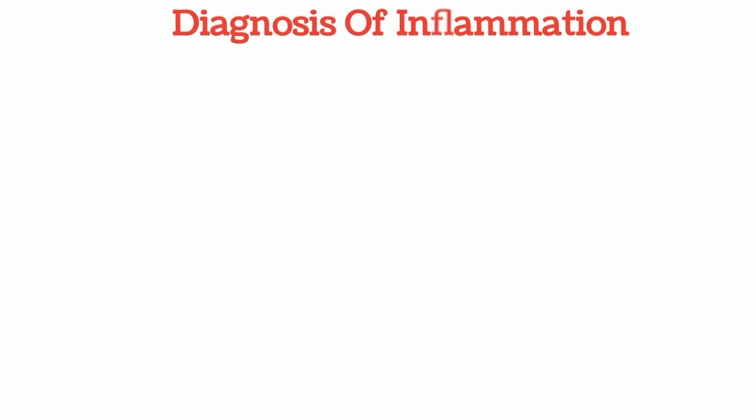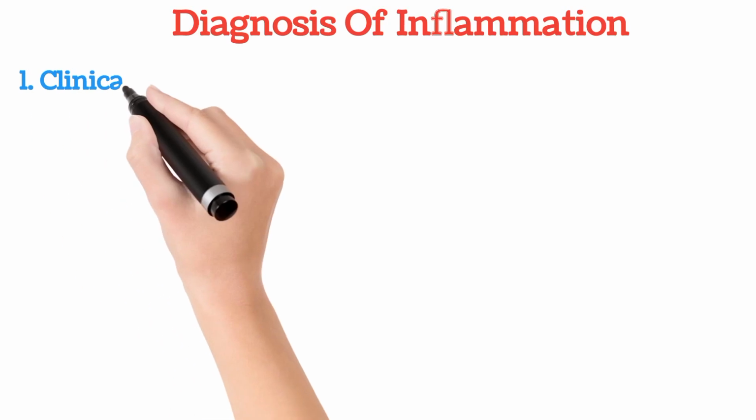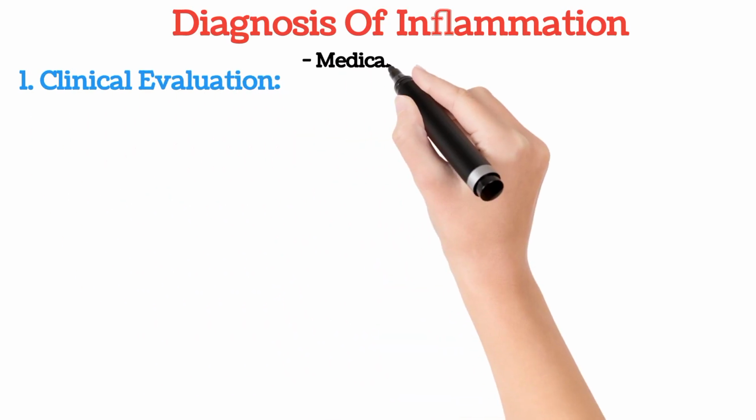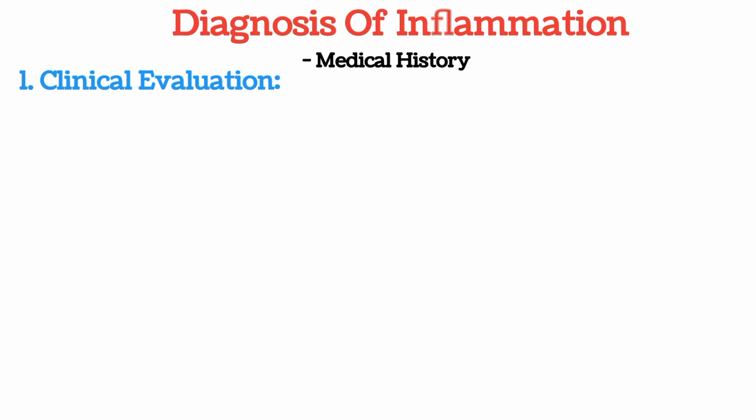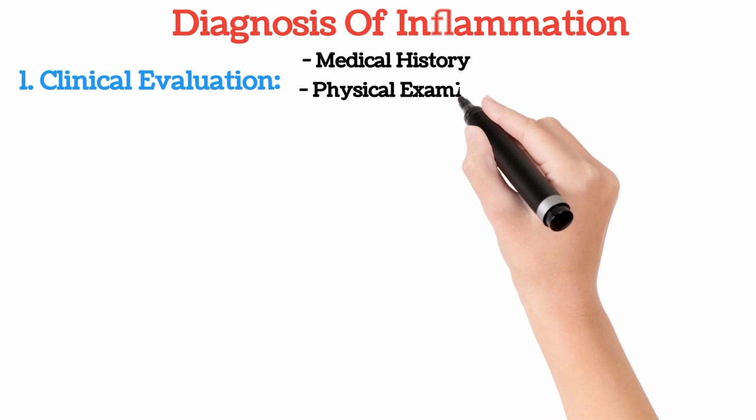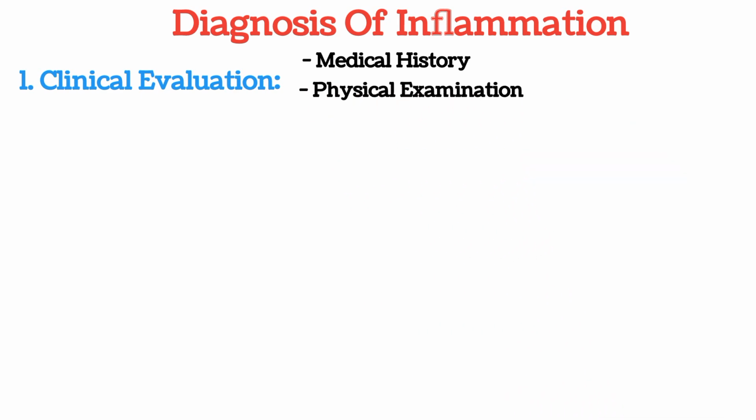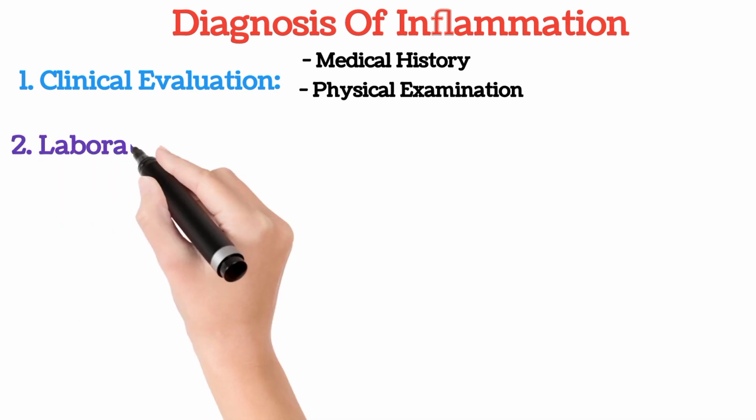Diagnosis of inflammation. The diagnosis of inflammation involves a comprehensive assessment, including clinical evaluation, laboratory tests, and imaging studies. Here are key components of the diagnostic process. 1. Clinical evaluation. Medical history: gather information about the patient's symptoms, medical history, and any potential triggers or exposures. Physical examination: assess for signs of inflammation, such as redness, swelling, warmth, pain, and loss of function. Examine specific areas or joints affected.